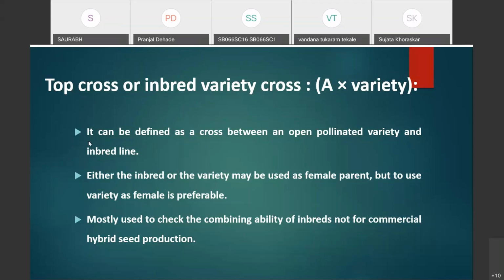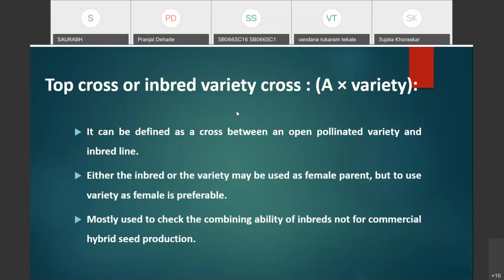It can be defined as a cross between an open pollinated variety and an inbred line. For example, A is the inbred which is crossed with the open pollinated variety, and that type of cross is called the top cross or the inbred variety cross.